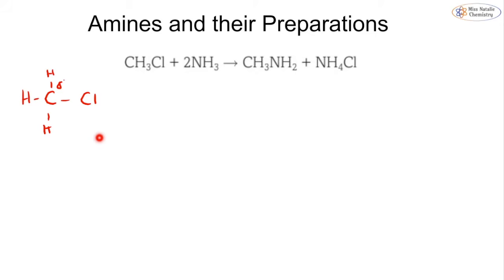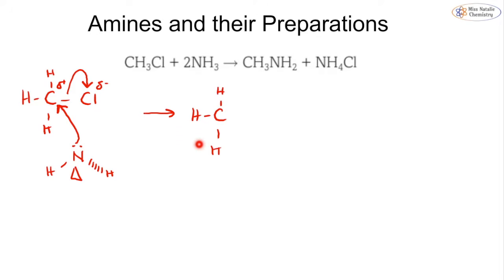And we know that this carbon is going to be slightly positive, because it has an electron deficiency. We then have ammonia, which contains a lone pair, and this lone pair is going to attack the carbon that is electron deficient, and it is then going to remove the chlorine and take its place. We end up with a molecule that looks a little bit like this.